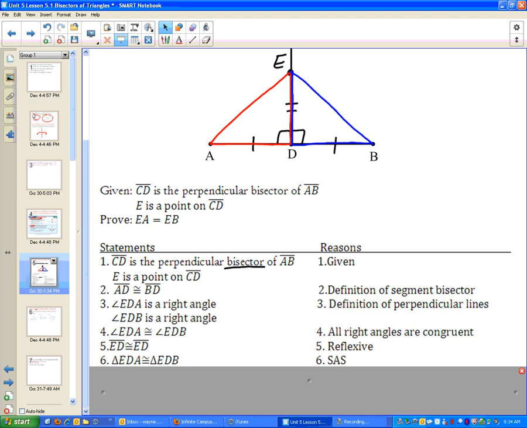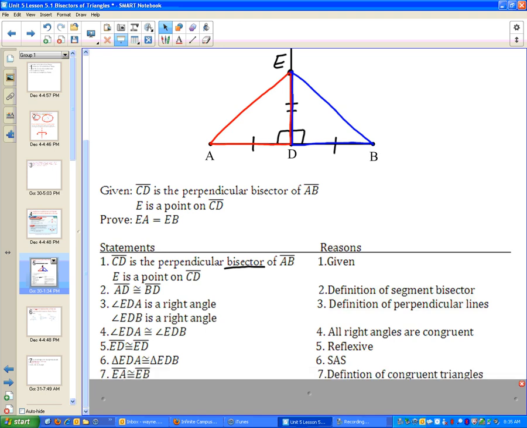All right, those of you that think you know where I'm going with this, where am I going with this? Now I'm going to use the fact that corresponding parts of congruent triangles are congruent, aren't I? Because I can now state that segment EA is congruent to segment EB. The book would say CPCTC. I would say definition of congruent triangles. And that's really, really close to what we're supposed to prove.